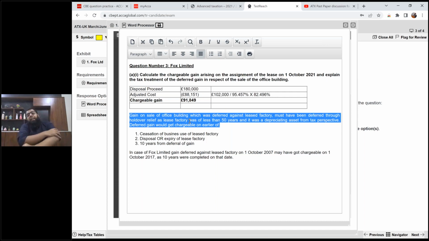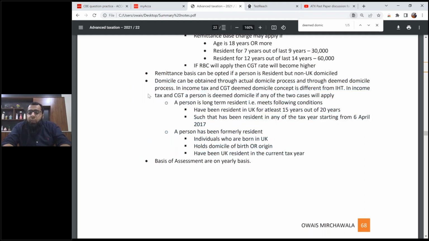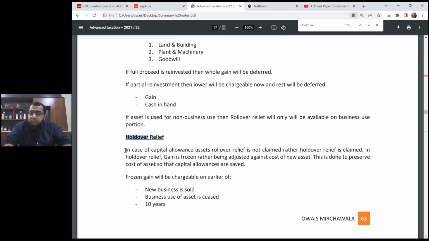Because the lease factory is a depreciating asset, its life was less than 50 years. So we are talking about that deferred gain now. If you don't remember the rules of the holdover, you can simply go to the summary notes and write holdover relief. And here are the rules of the holdover relief.